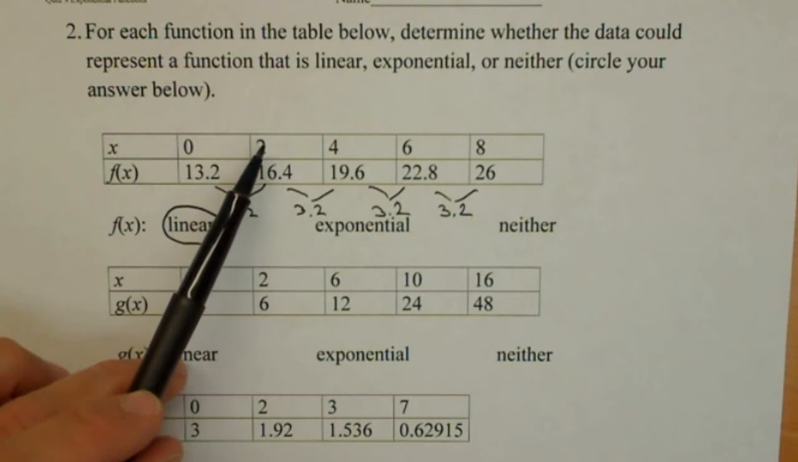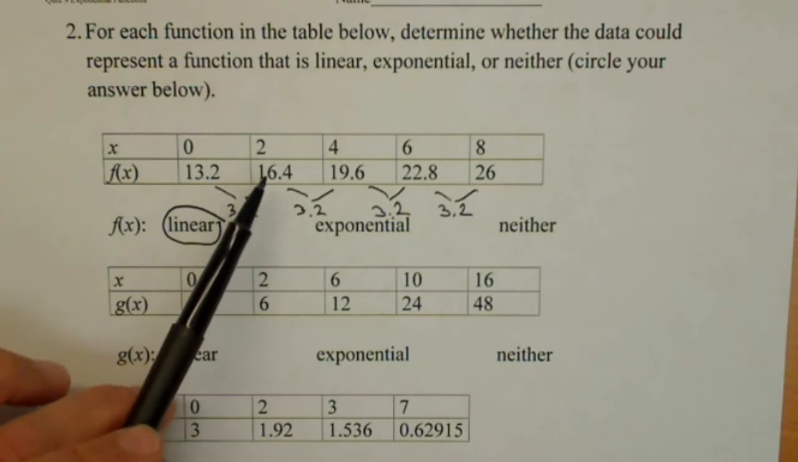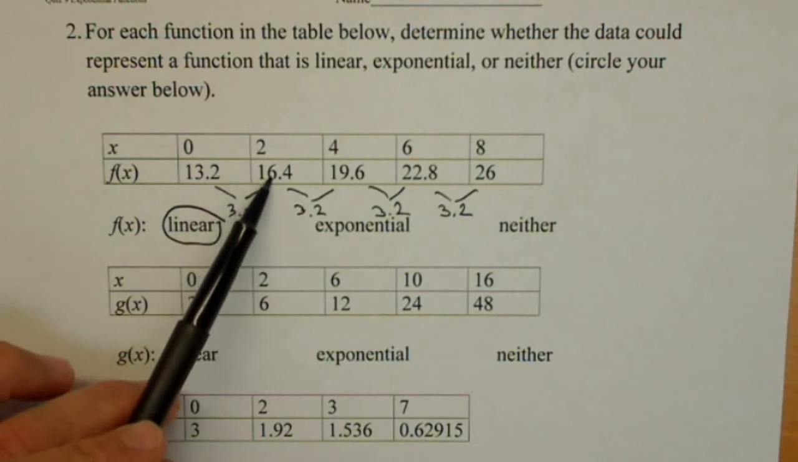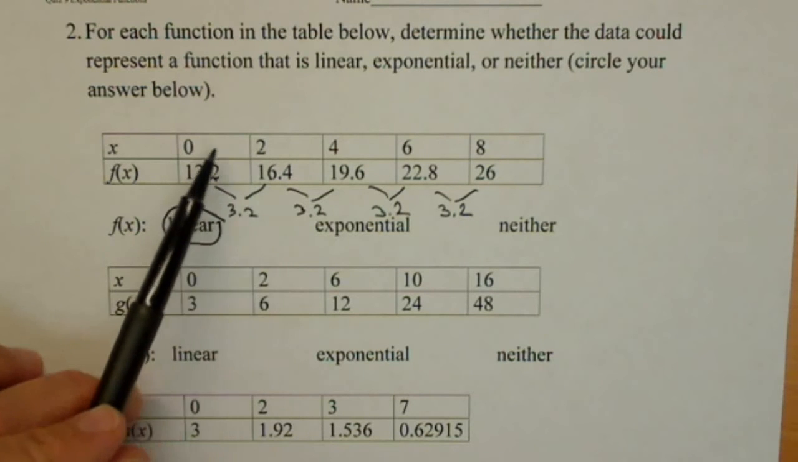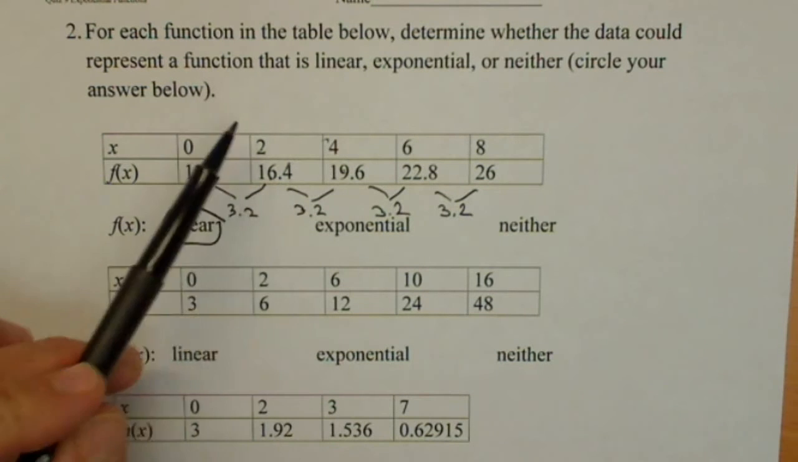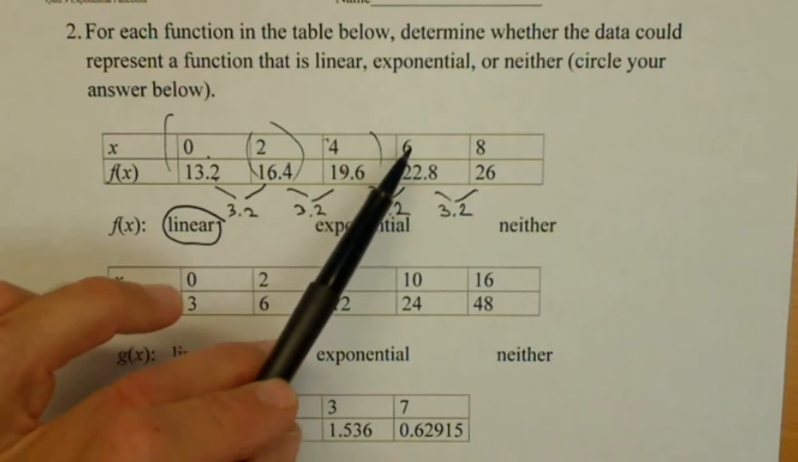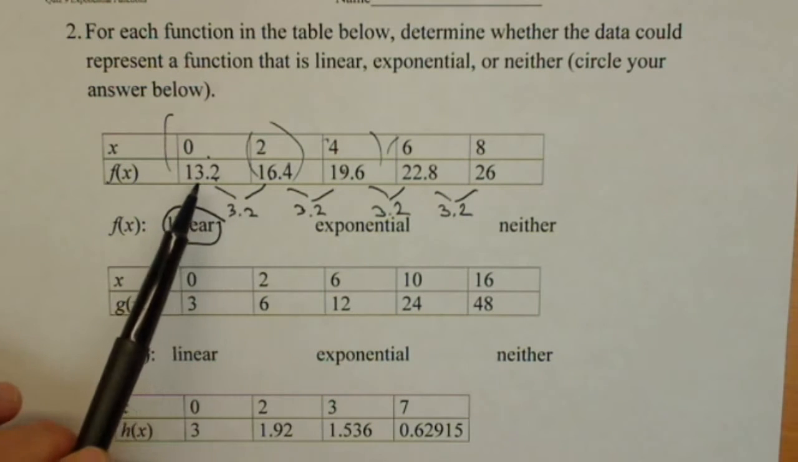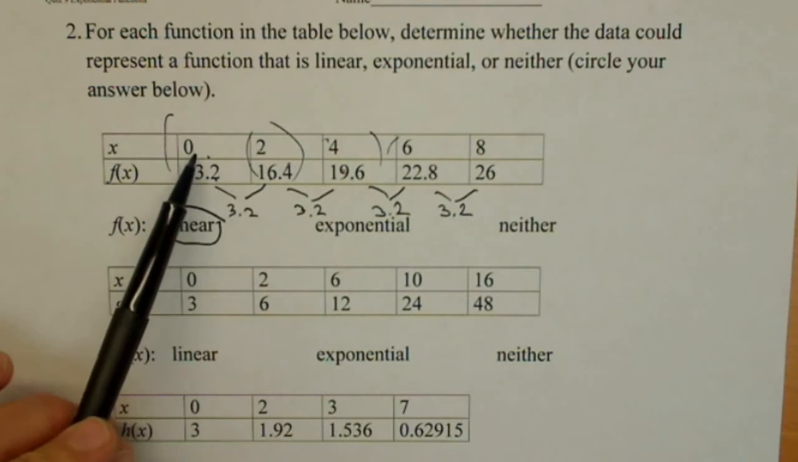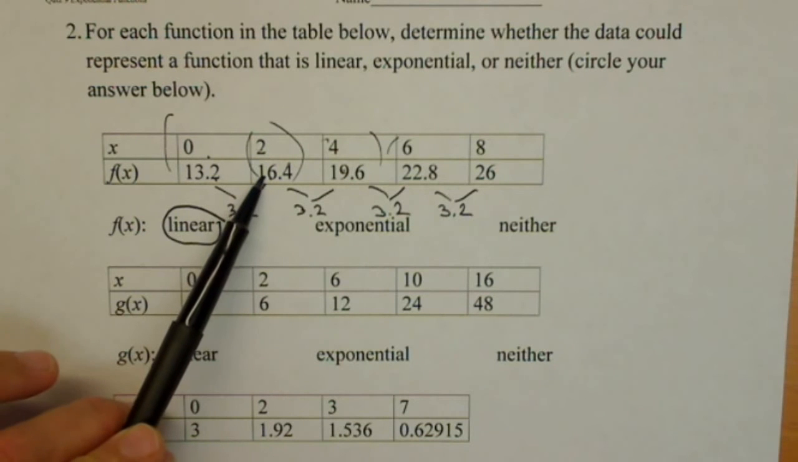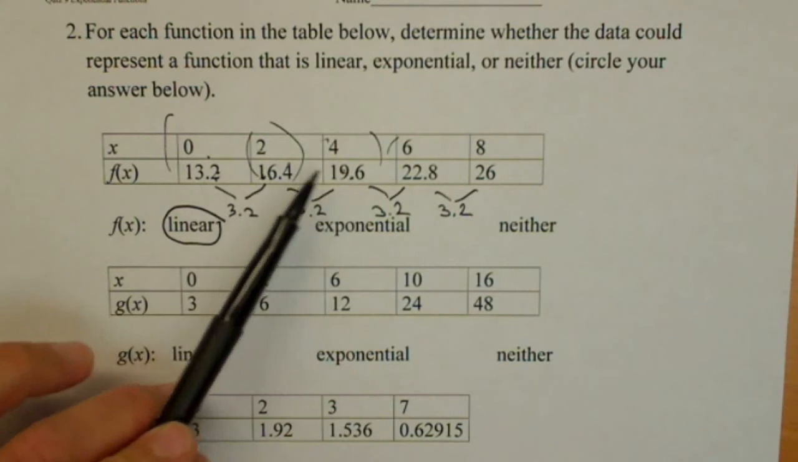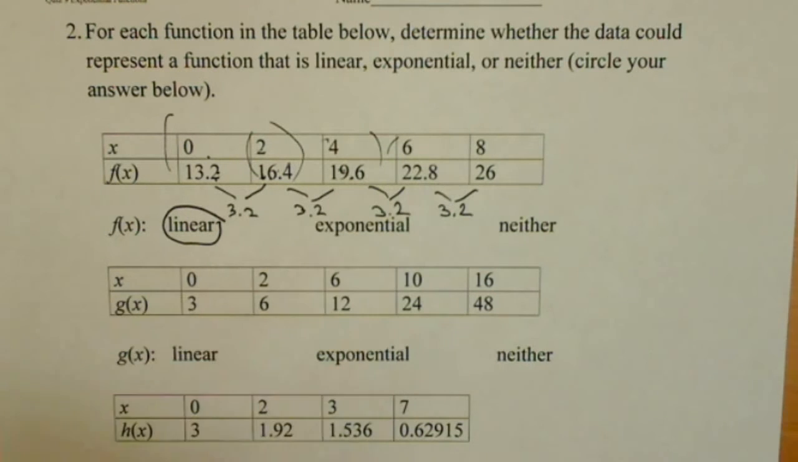Now, if the inputs had not been equally spaced, we would have done this: 16.4 minus 13.2 divided by 2 minus 1. So we would have done the slope for each pair. If they had not come out linear and the inputs were equally spaced, we would just divide successive outputs. So we do this one over this one, this one over this one, this one over this one, this one over this one to check for exponential. We check linear first. If it's not linear, then we check exponential. If it's not exponential, it's neither.